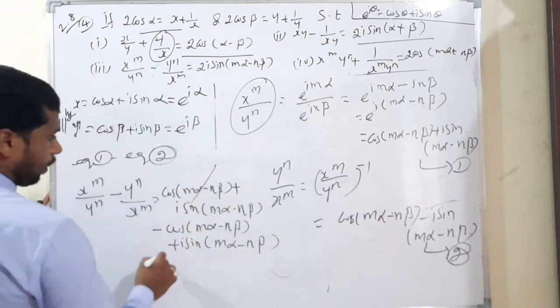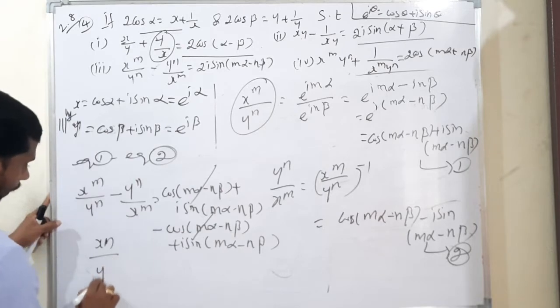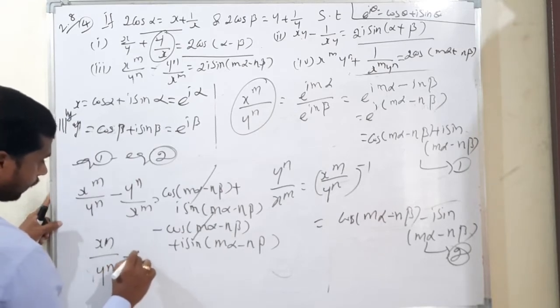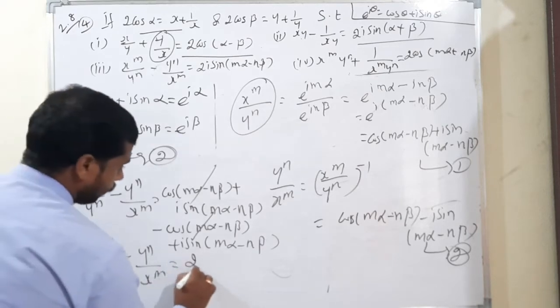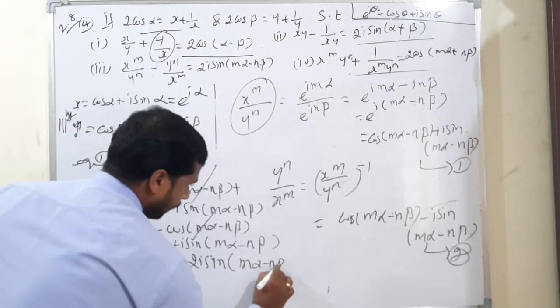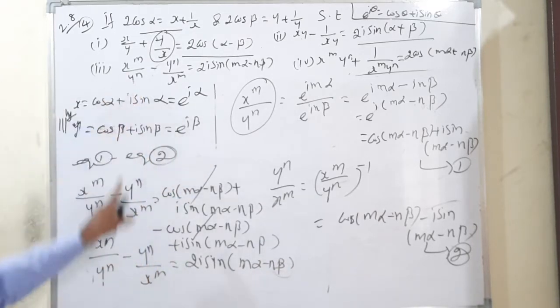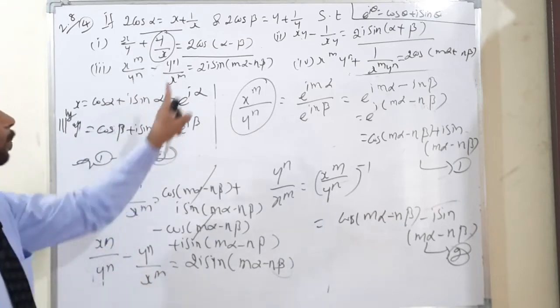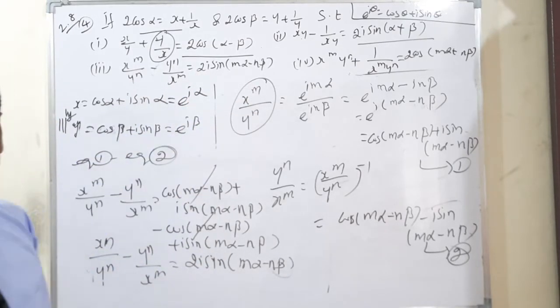So plus cos and minus cos cancel. Therefore the final answer: x^m divided by y^n minus y^n divided by x^m is equal to 2i sin(m alpha - n beta). Look at that. The third condition is also clear. I am moving to the fourth one.